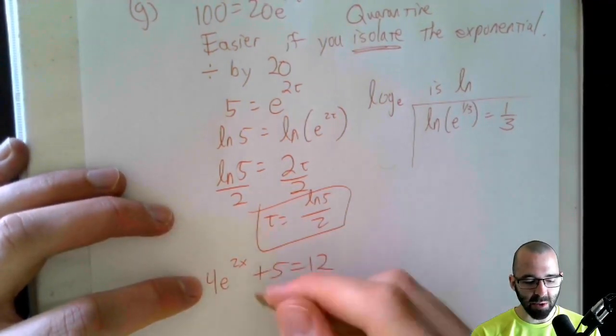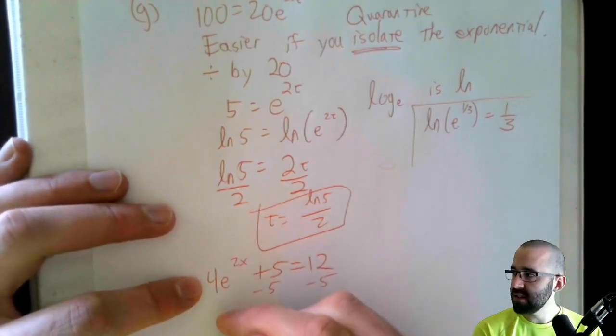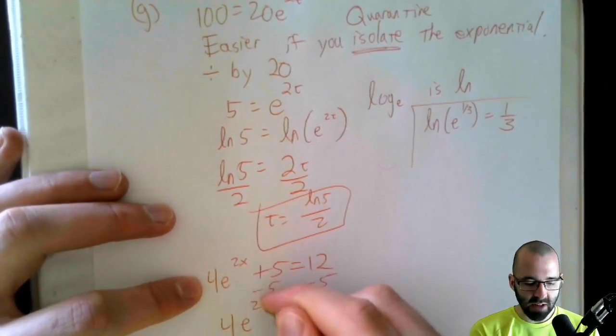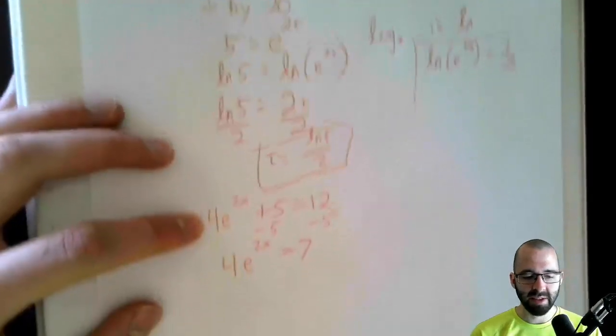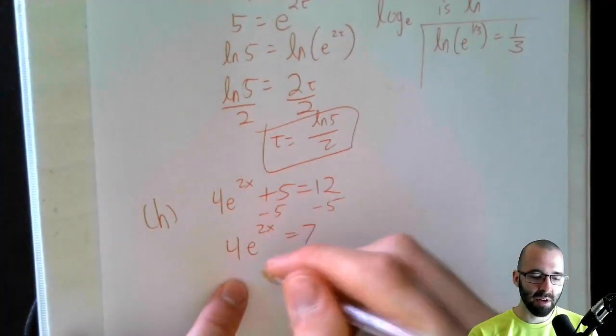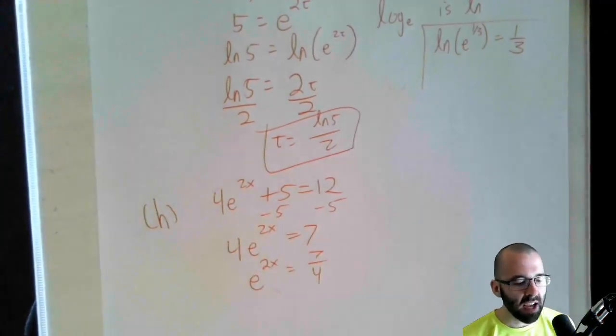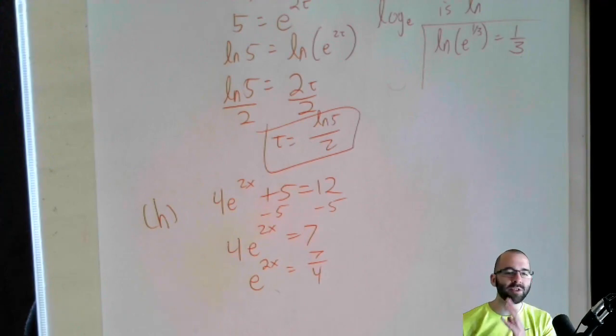So yeah, subtract the 5. We're isolating the exponential. So subtract 5 from both sides. So we get 4 e to the 2x equals 7. And then we say, that's not isolated. We divide both sides by 4. So we get e to the 2x equals 7/4. And then we say, okay, the exponential is isolated.